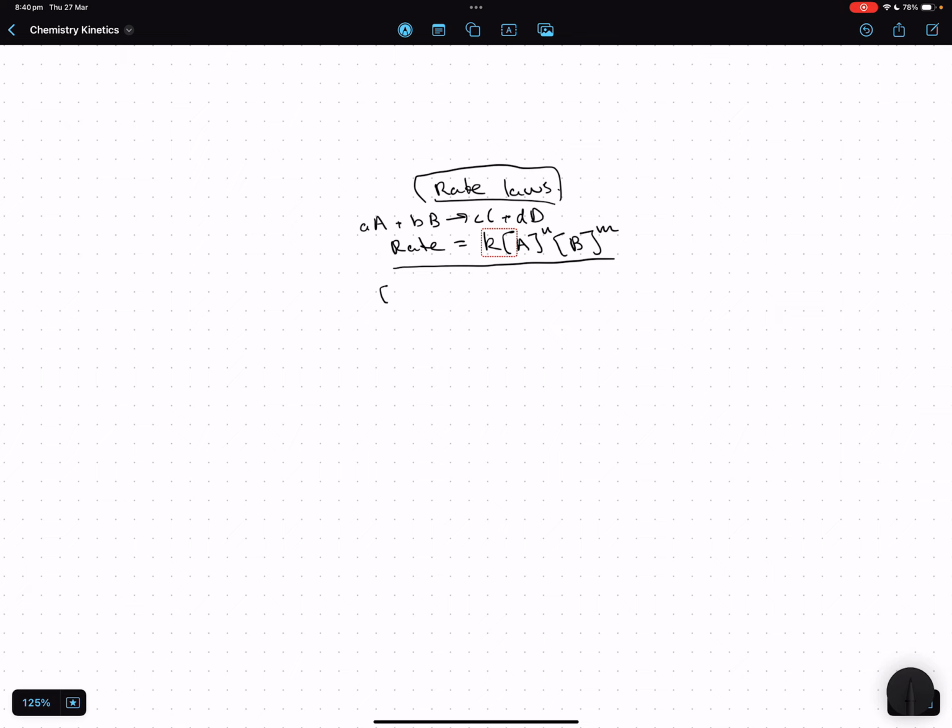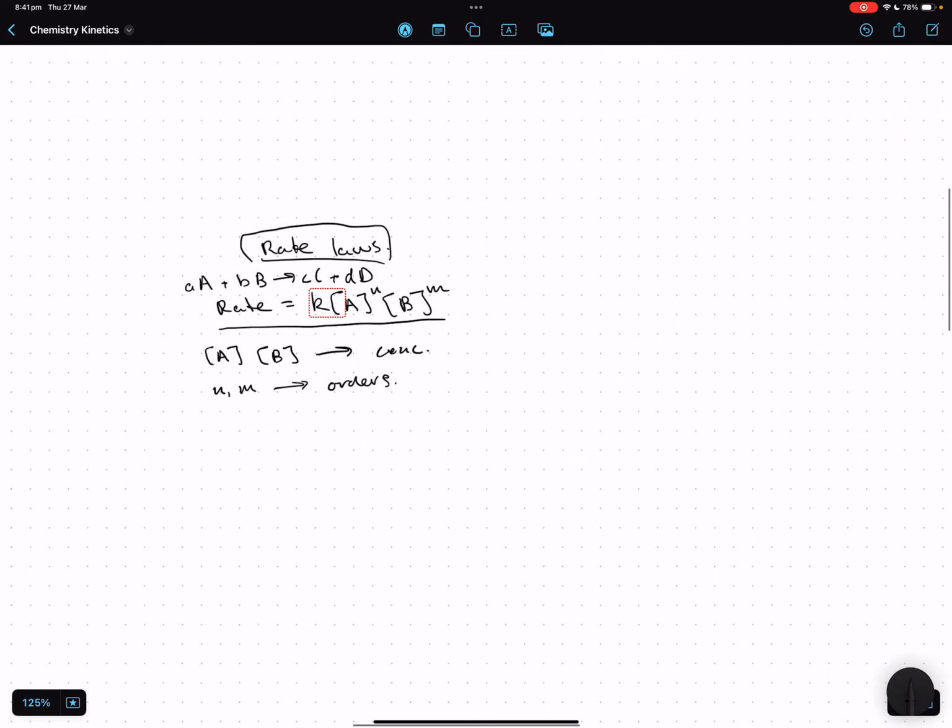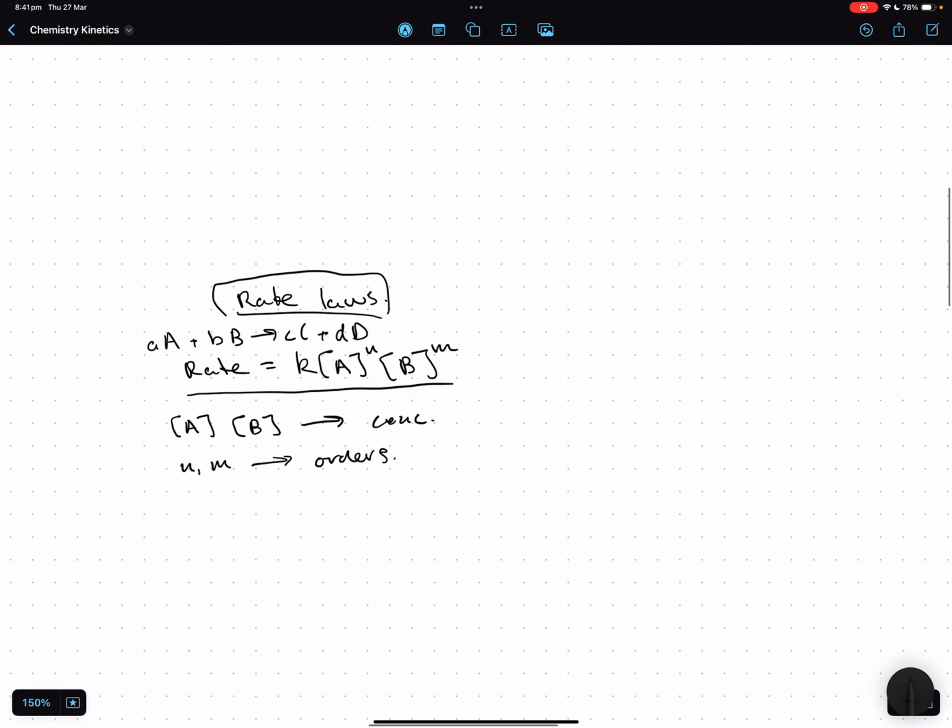So we have the concentration of A and the concentration of B. These are just concentrations. Then we have n and m. These are called reaction orders. So the order of the reaction determines the units that are occurring in this reaction. This is an important thing to remember about units.